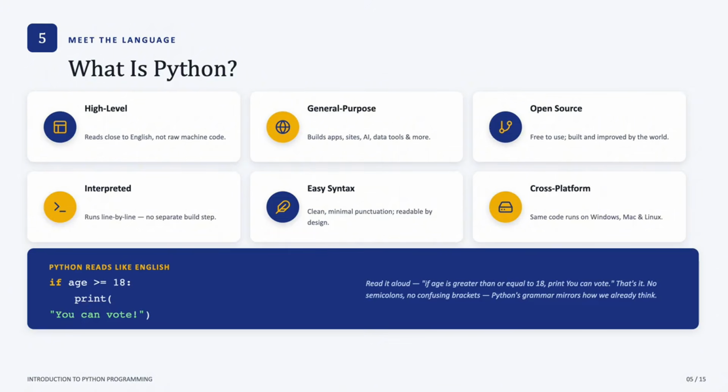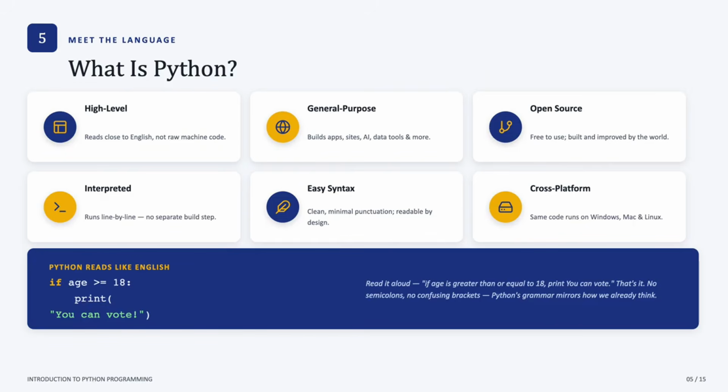Another important point, there isn't just one programming language. There are hundreds. Each one was created for different purposes. Some languages are better for websites. Some are better for mobile apps. Some are used in embedded systems. Some are used in scientific research. Some are used in artificial intelligence. Python is one of the most versatile among them. We'll understand why in the upcoming slides.